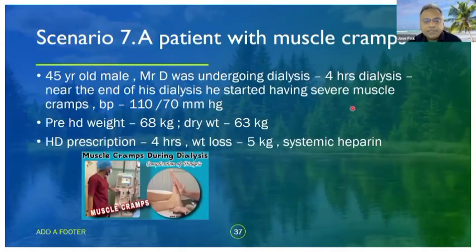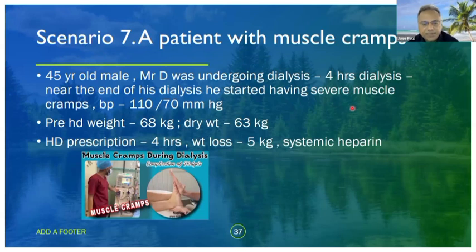Now we'll come to the seventh scenario. This is one of the most common scenarios which happens in the dialysis unit. So a 45-year-old male was undergoing dialysis, and 4 hours into the dialysis, near the end of his dialysis, he started to have severe muscle cramps, and the blood pressure was recorded as 110/70. He came in with a blood pressure of around 160/100. Now his blood pressure is 110/70.